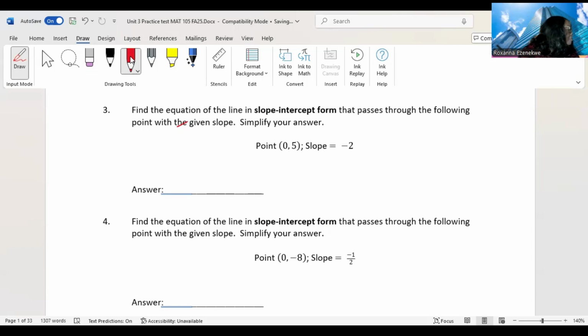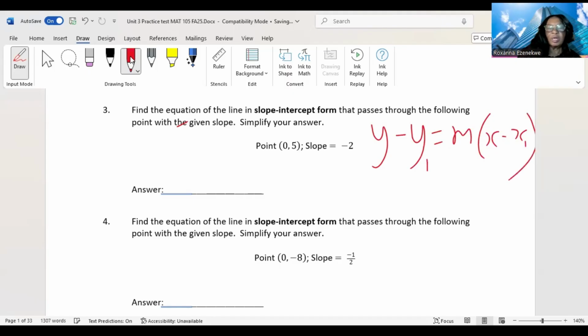This is the point-slope formula, which is what you have to look for: y minus y1 is equal to the slope times x minus x1. I'm going to call this point x1, y1. There's no other point there, so it can just as well be x1, y1. Then I'll plug it into the equation.